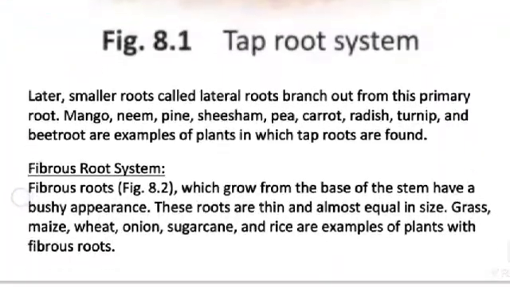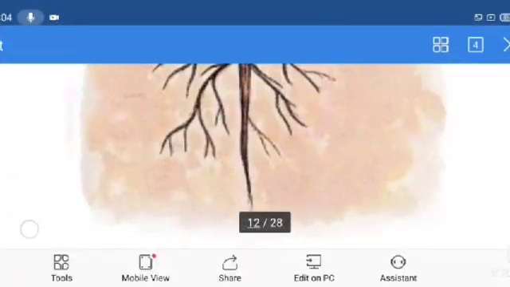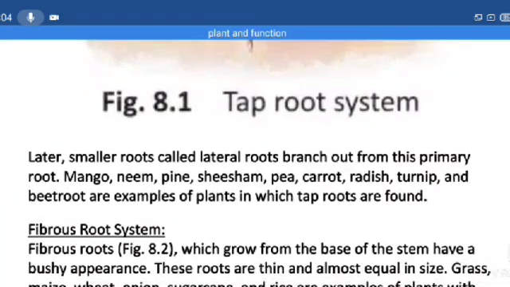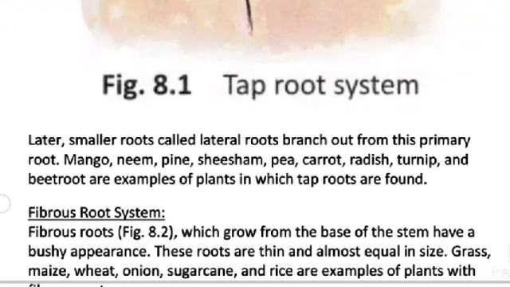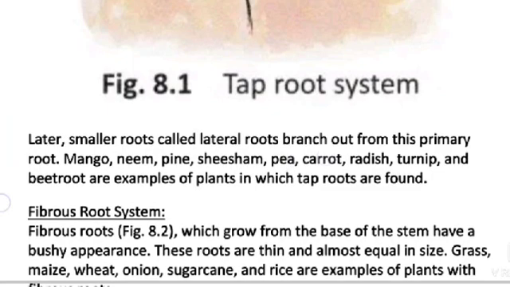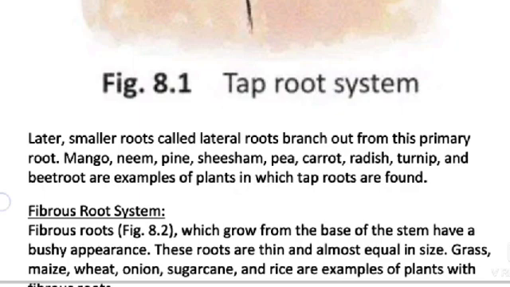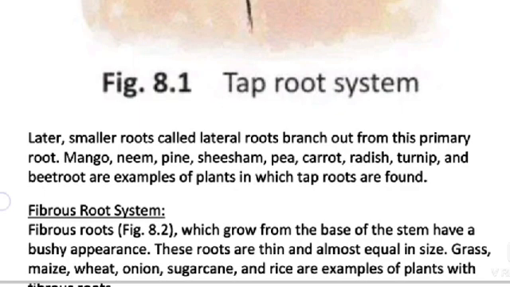Later, smaller roots called lateral roots branch out from this primary root. Mango, neem, pine, sesame, pea, carrot, radish, turnip and beetroot are examples of plants in which tap roots are found.